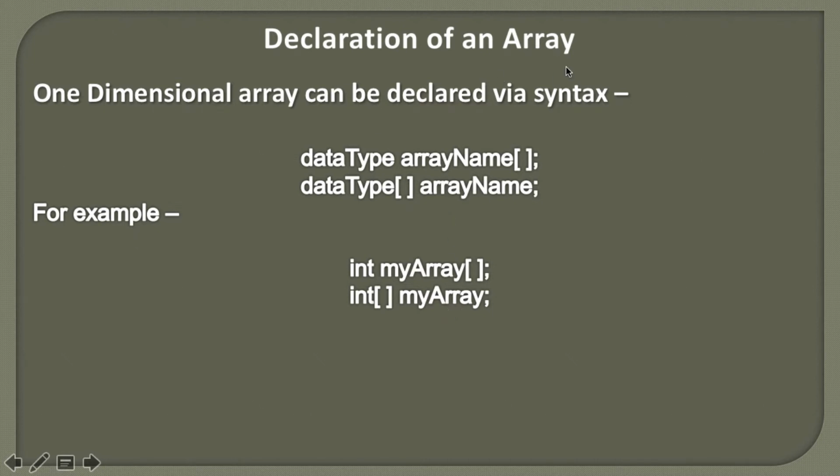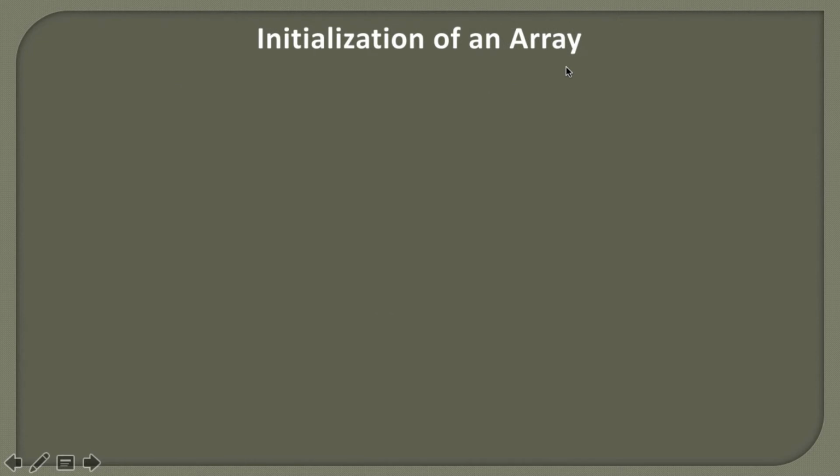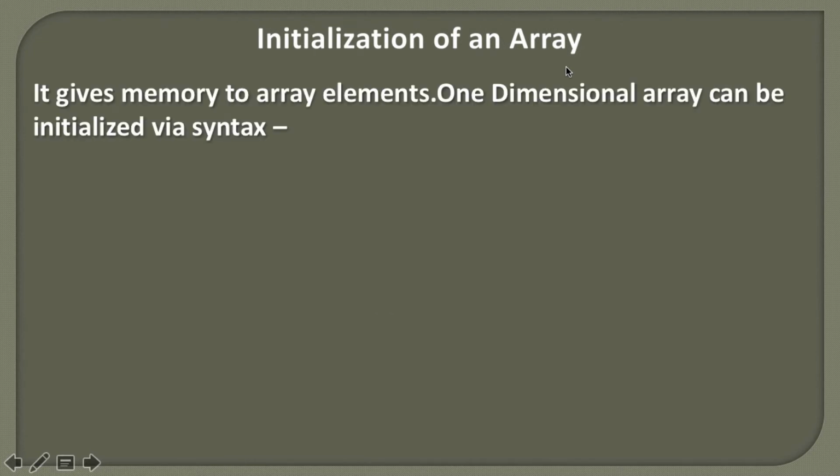Moving ahead, now let's see how we can initialize an array. By initialization we mean that we are simply providing memory to the array elements, so that the array can store a collection of data. The syntax for the one-dimensional array is, once we declare an array, as we saw in our previous slide, in the next step we can give the variable name, and use the new operator to initialize the array, and then we need to provide the data type along with a size.